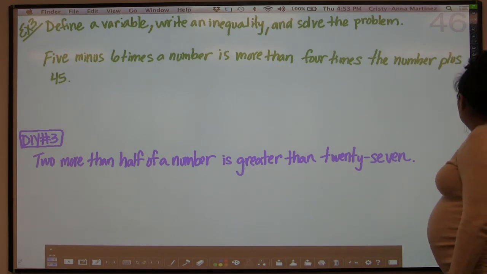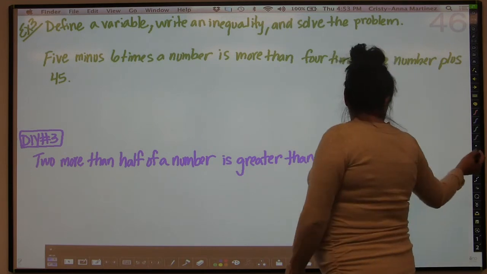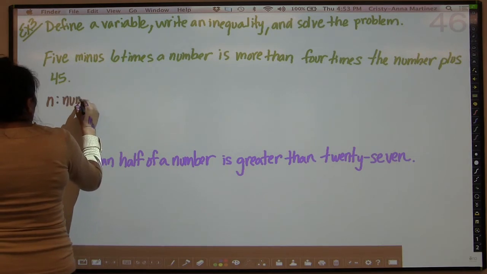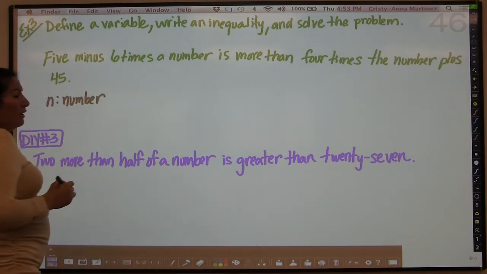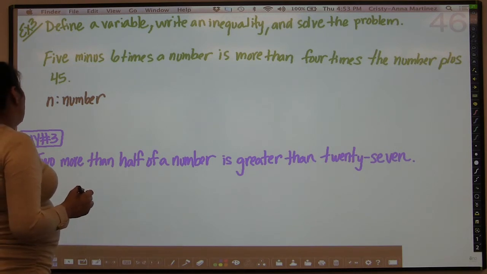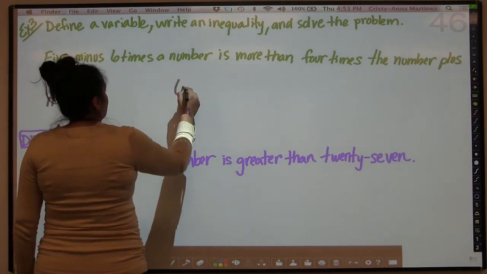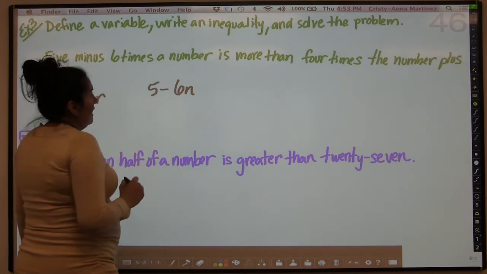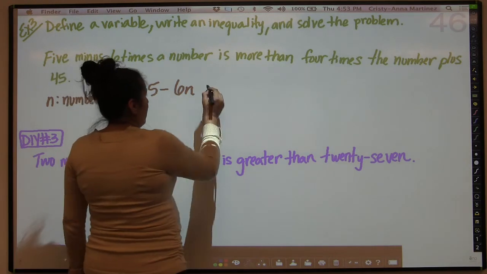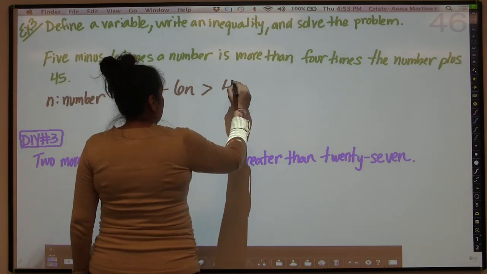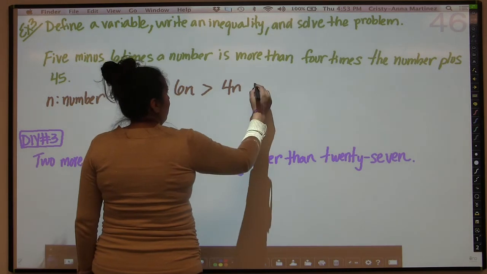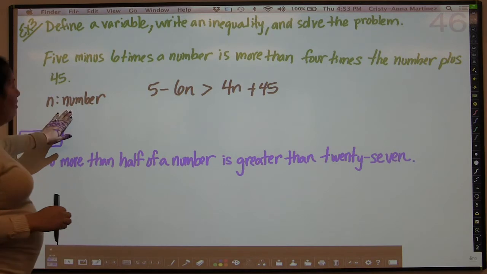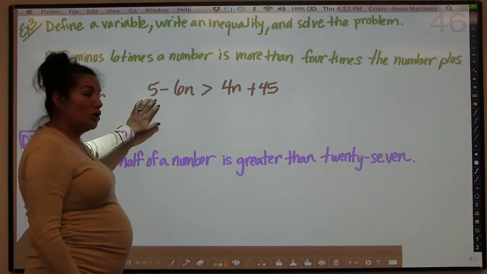So we're going to define a variable. And I like the letter n, so I'm going to say that n is my number that they're talking about here. You don't have to call it n, you can call it whatever you'd like. So it says 5 minus 6 times a number. So 6 times a number, and it's 5 minus that, is more than. So that means greater than 4 times the number plus 45. So there is my, I defined the variable, I wrote the inequality, and I'm going to solve the problem.